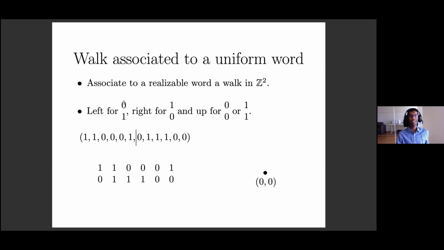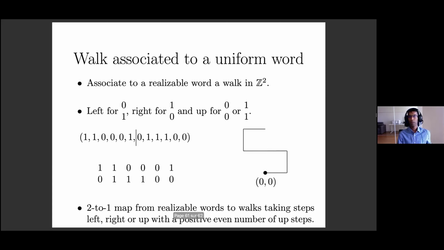When you see a column (0,1), you take a left step. When you see a column (1,0), you take a right step. And when you see a column (0,0) or (1,1), you take an up step. So here I read the word: (1,0), so you have a right step, followed by (1,1), so it's an up step, followed by (0,1), so it's left, left, up, and right.